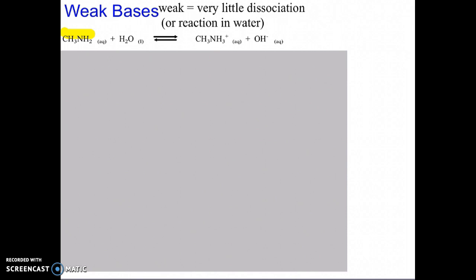So those are really good things for you to watch out for and know that they are going to be reacting with water. You'll also notice in this reaction, I'm writing the water where in the acid reactions I don't. That's because the water is acting as the acid, and the CH3NH2 in this case will be acting as the base, as you can see from the reaction.